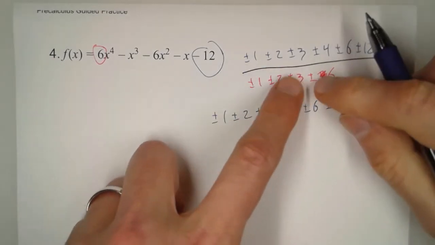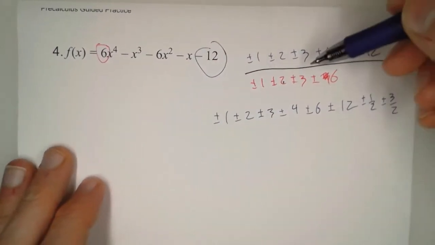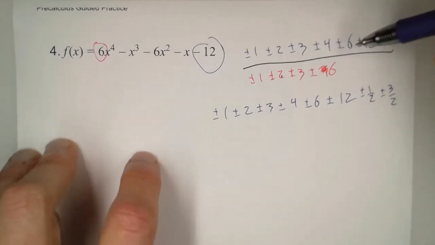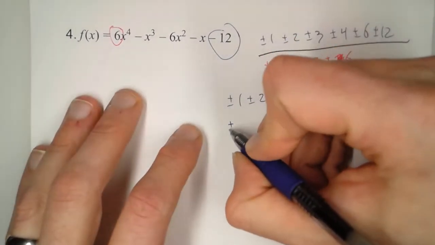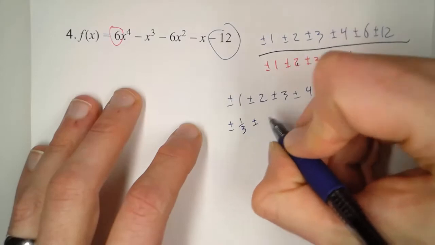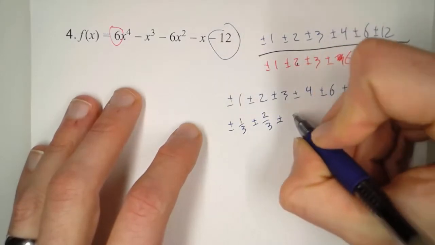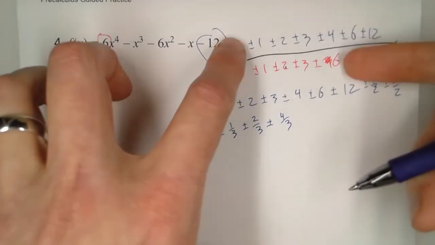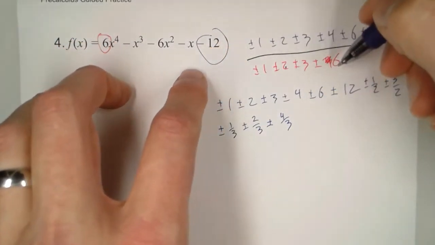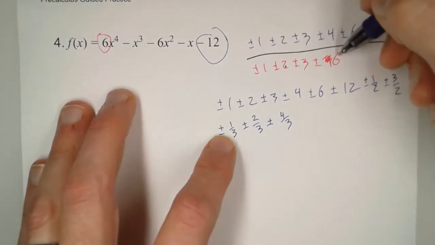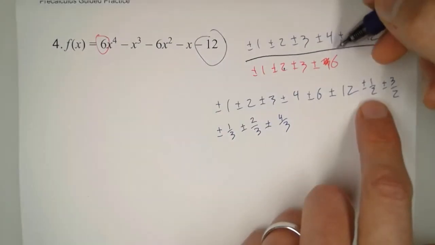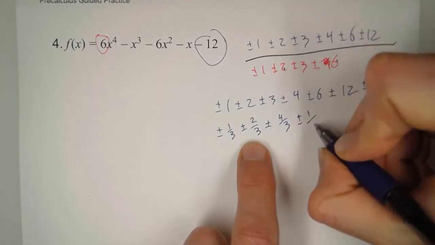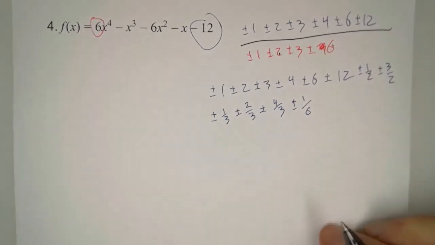Then if I divide these by 3, 3/3 is 1. 6/3 is 2. 12/3 is 4. So the only new numbers this is going to add is 1/3, 2/3, and 4/3. And then if I divide all these numbers by 6, 2/6 is 1/3. Got it. 3/6 is 1/2. Got it. 4/6 is 2/3. We've got it. So the only new number this one adds is 1/6.